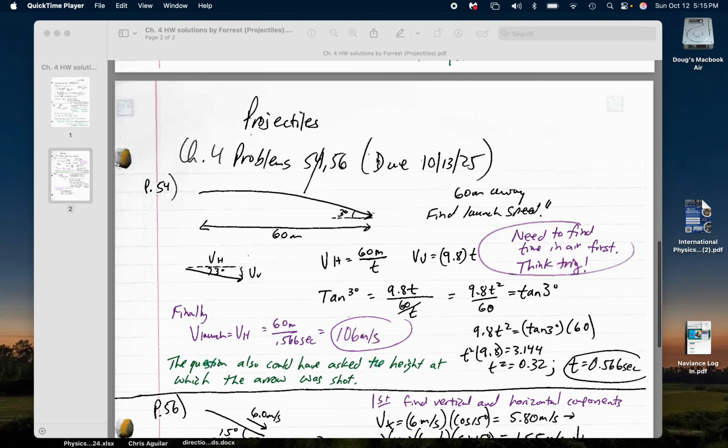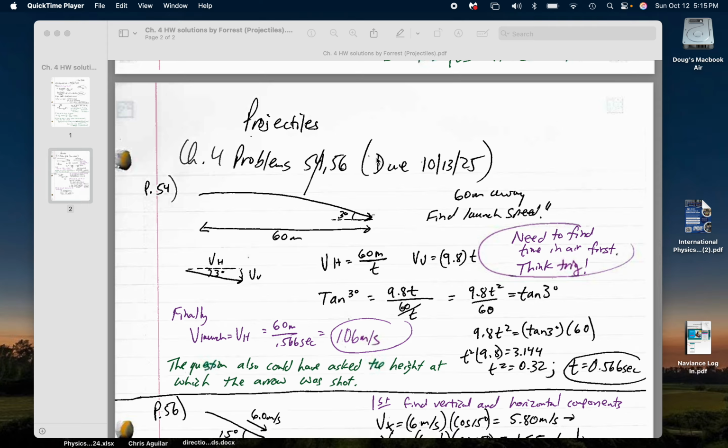This one I think was one of the tougher ones because you really had to think about using some math and trig and things. Initially I was a little uncertain. So basically it says an arrow was shot, hit the ground 60 meters away at 3 degrees, and your goal was to figure out the launch speed.